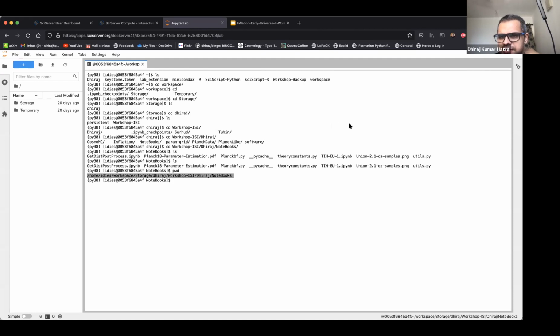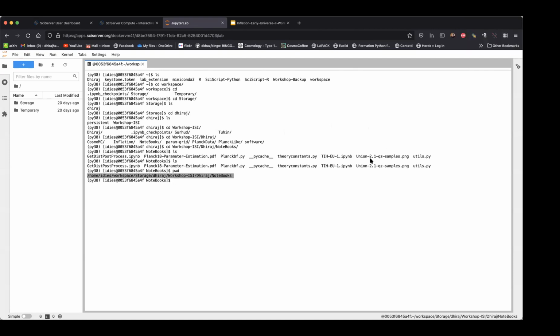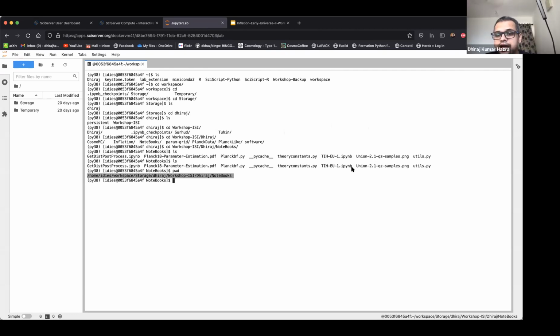If you go to this cd, it is showing no files. No, inside your folder, you will not be able to find Workshop ISI. The Workshop ISI is in my folder, which I have shared with the participants. So you will not be able to see it in your folder. That is why you need to copy my folder using this command. You see, scp -r means that you are copying an entire folder, entire directory.